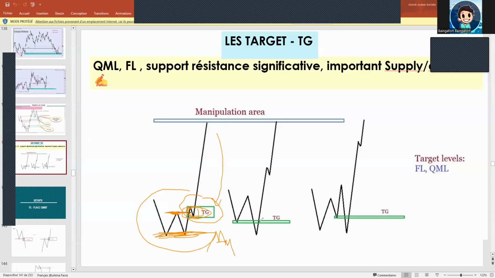This one also is good. This is the left shoulder here, and a very, very nice fresh area. Okay, and it is good. You can see this kind of target is very, very perfect for our setup. Very, very easy to see on the chart.